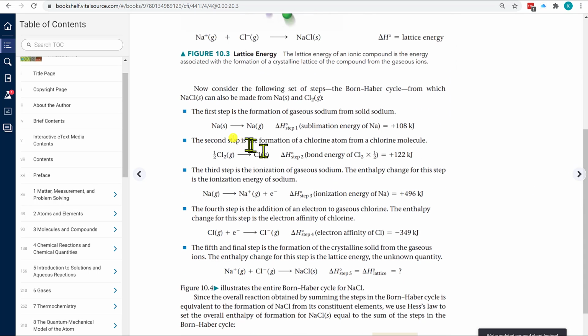And then we have going into the gas phase. They list that value for you, but you can get it from the back of your book. Then they talk about the bond breaking energy, right? And then they talk about the ionization energy. Notice these are all endothermic. The only exothermic process is this one here. That's the electron affinity. And then they want to know what this energy is. What is the lattice energy?